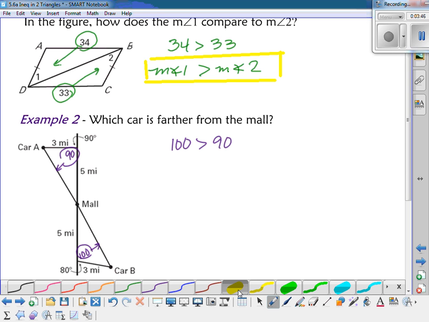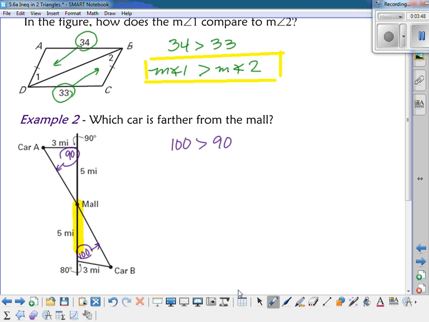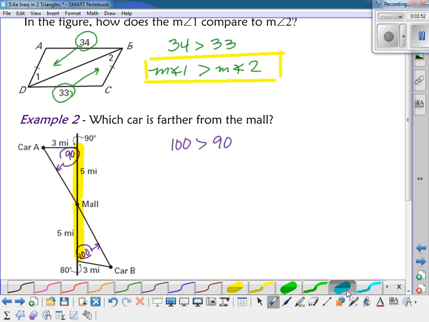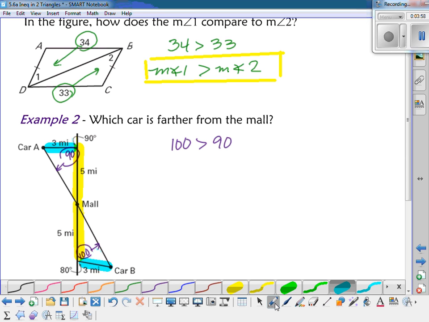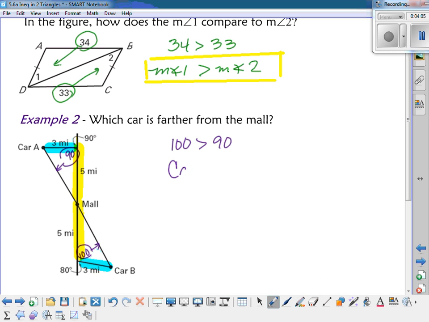Again, I can use the Hinge theorem because I have congruent sides. This is 5 miles, this is 5 miles. This is 3 miles, this is 3 miles. It only works if I have two sets of congruent sides. Because the two sides are congruent, the one with the larger angle is going to have the larger side opposite it. So car B is further away.